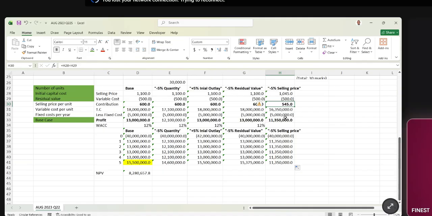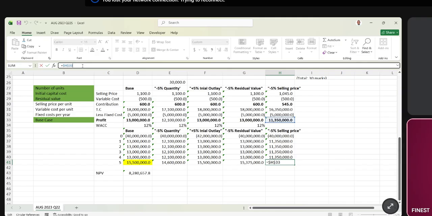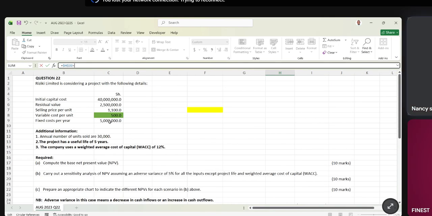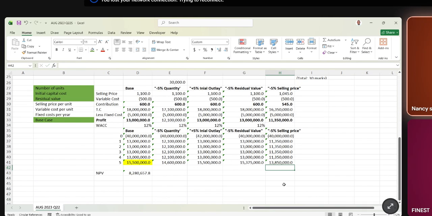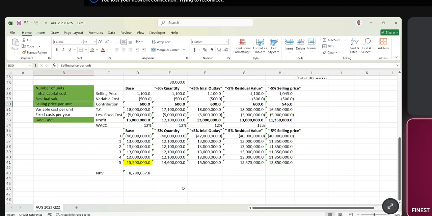Now, then here we add what? The residue. Residue is 2.5. Then we are good like that. So we are done with that.